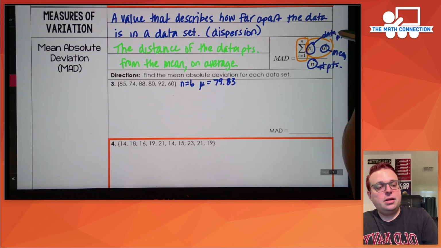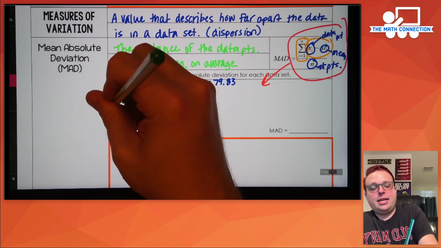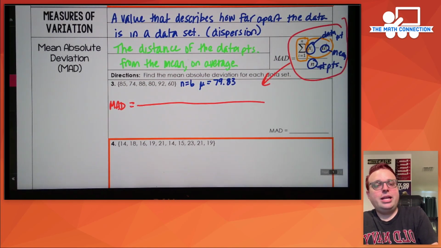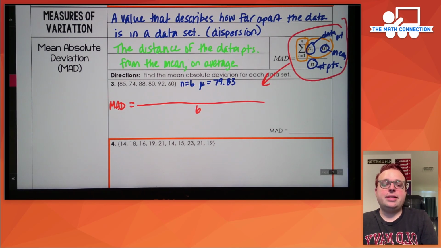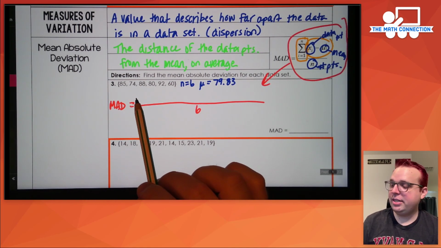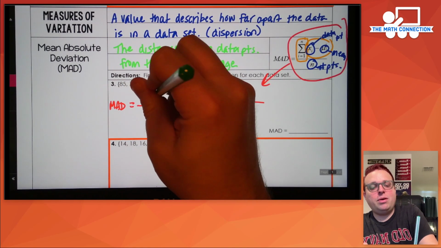What this formula translates to for this problem is that the MAD, the mean absolute deviation, is a really big sum divided by n. Well, I know what n is. It's 6. The denominator was easy, but let's do the top part. What I have to do is find each data point, subtract the mean, and add all of those values together. So let's take 85 minus 79.83, and I get 5.17. So that's my first value, 5.17.